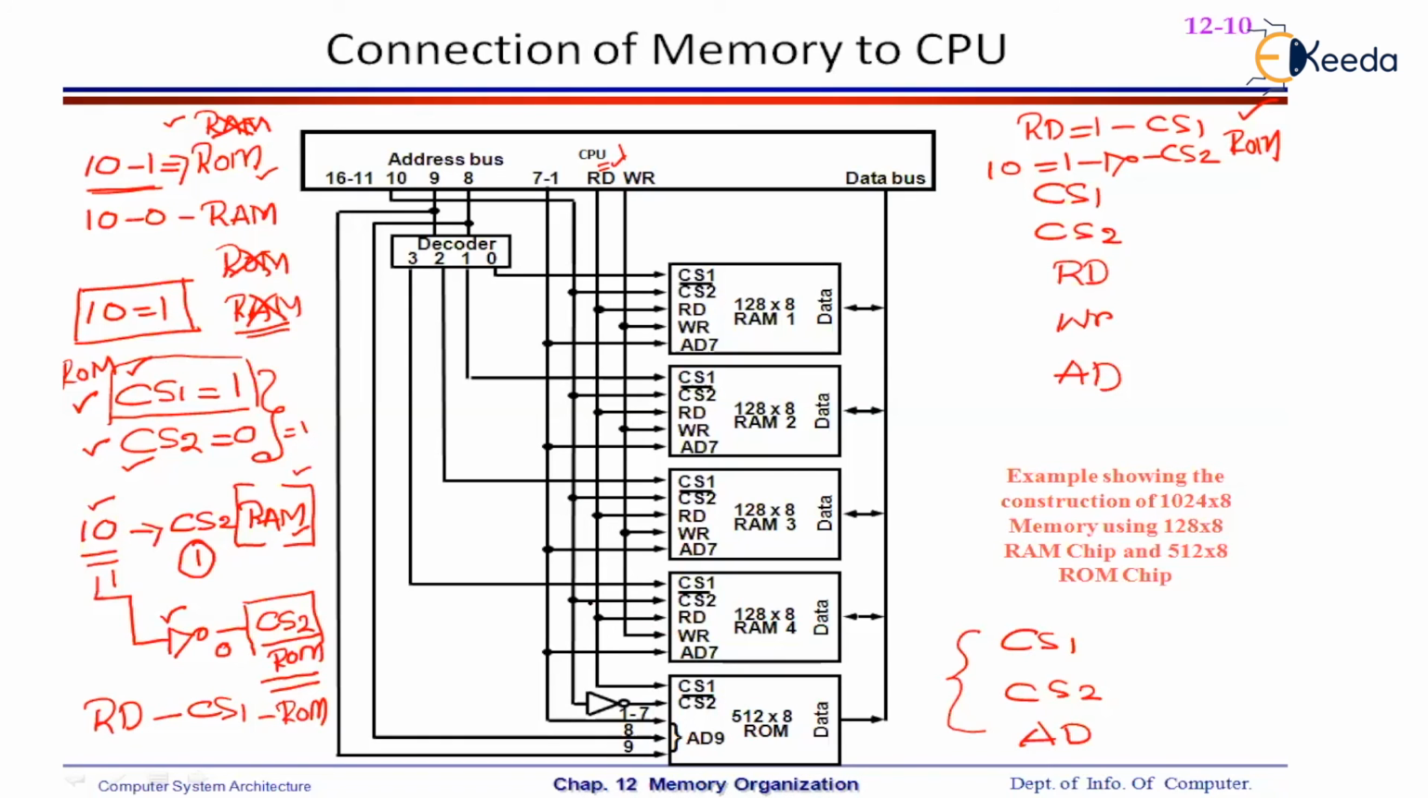Now we need to enable RAM, whenever the 10th digit is equal to 0. How? Let us see.